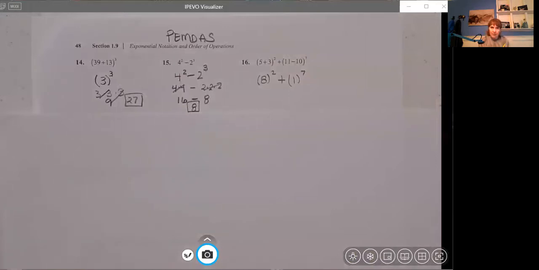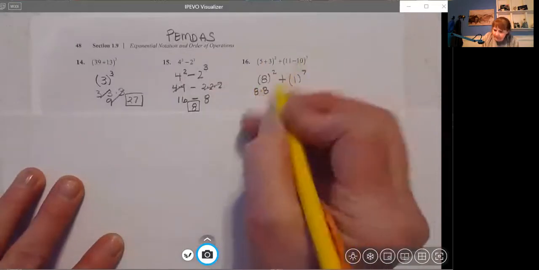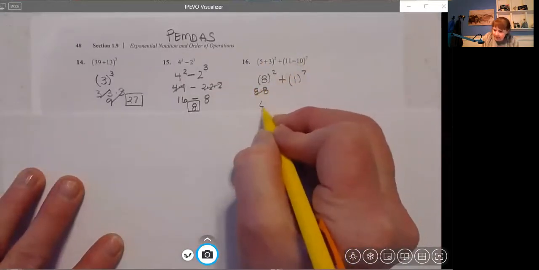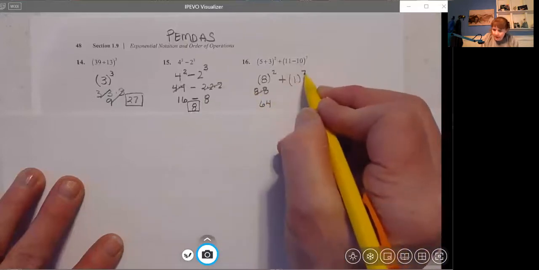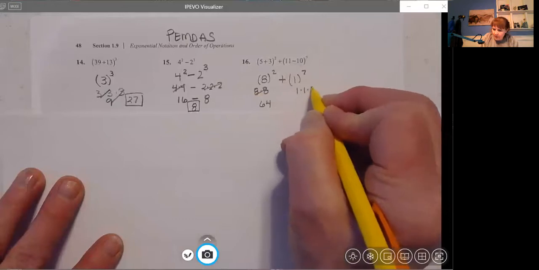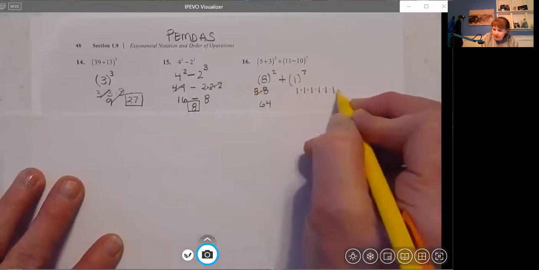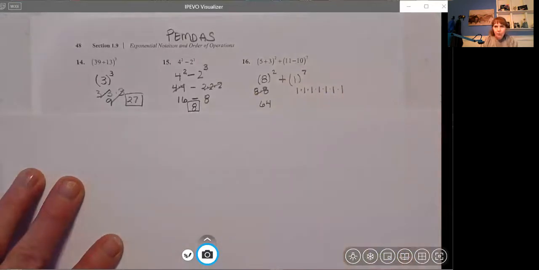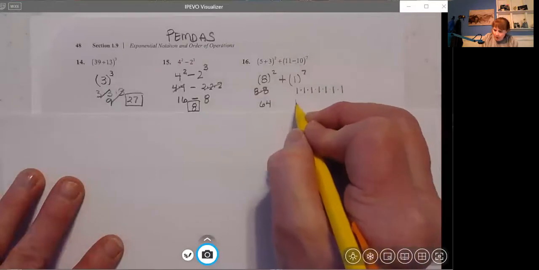Now we're going to do the exponents. So we have an 8 squared and we have a 1 to the 7th. 8 squared means 8 times 8. 8 times 8 is 64. 1 to the 7th means 1 times 1 times 1 times 1 times 1 times 1, 1, 2, 3, 4, 5, 6, 7. Okay, which is 1. 1 times itself 7 times is just a 1.